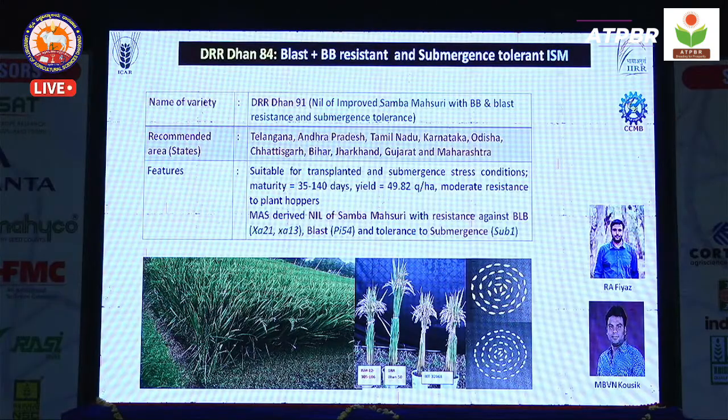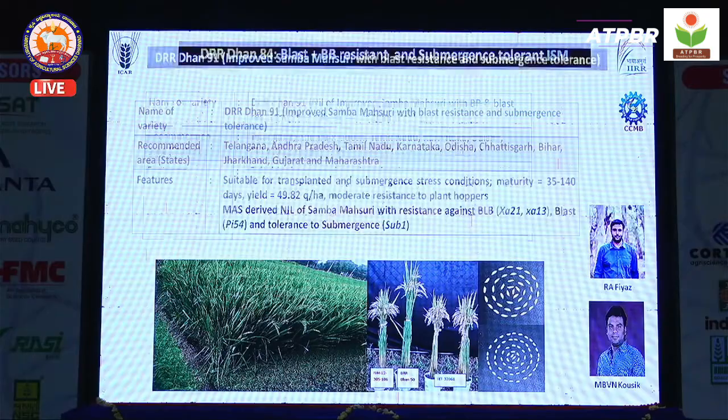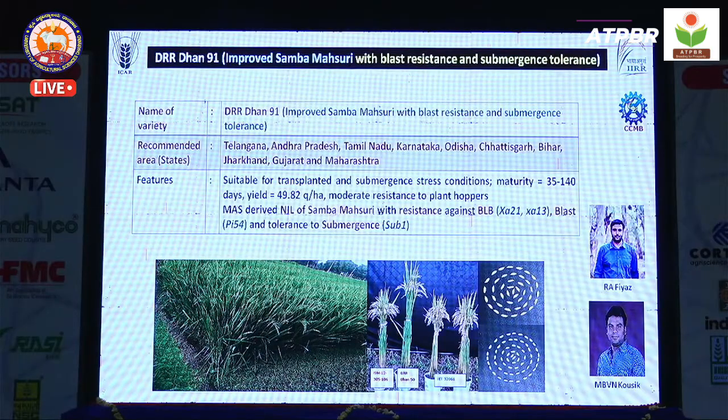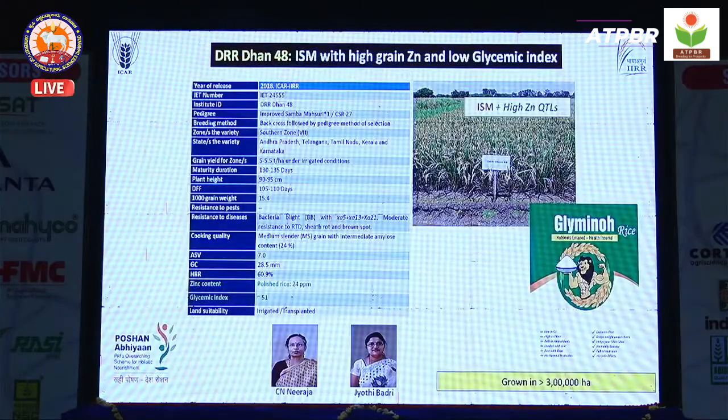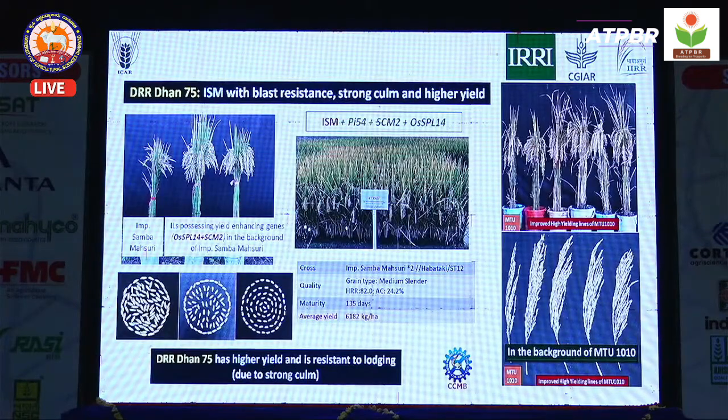And finally, one important version is the development of a bacterial blight, blast and submergence tolerance version. This was recently released, wherein Dr. Fiaz has taken a lead role in this development along with Dr. Prasad. And we also have a success story wherein we transferred QTLs associated with high zinc and developed a version of improved Samba Masuri called DRR Dhan 48. And finally, this is a flagship product which has multiple traits. It has bacterial blight resistance controlled by Xa21, xa13, and xa5, blast resistance controlled by Pi54, and it also has yield enhancing genes, SCM2 and OsSPL14.